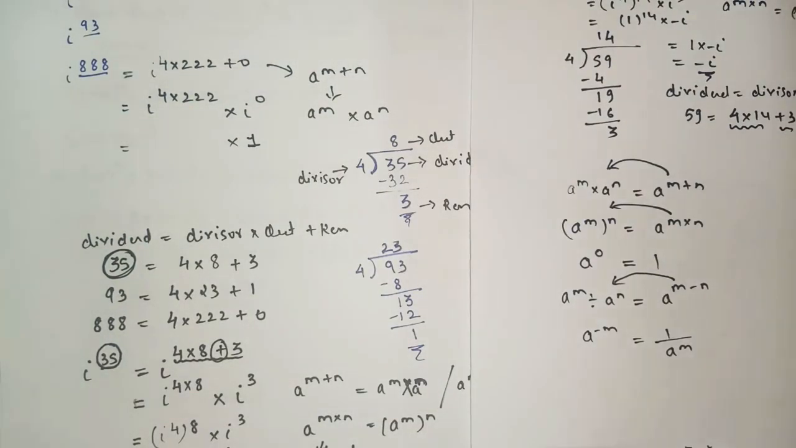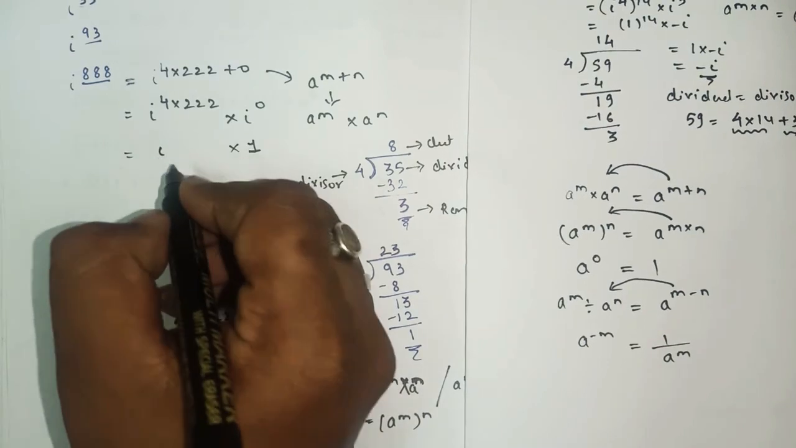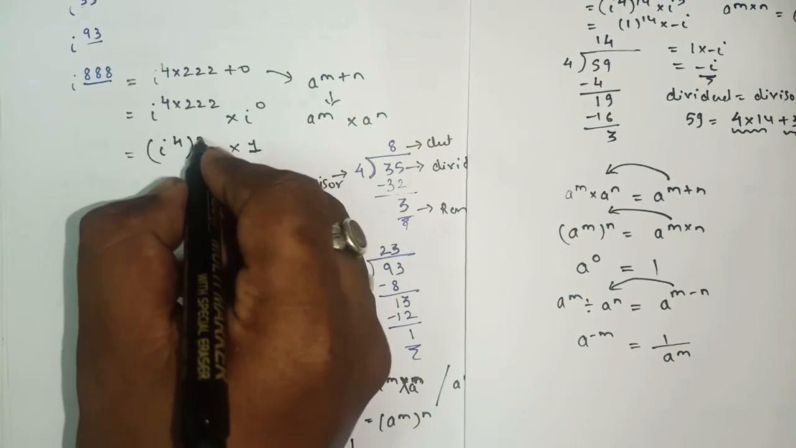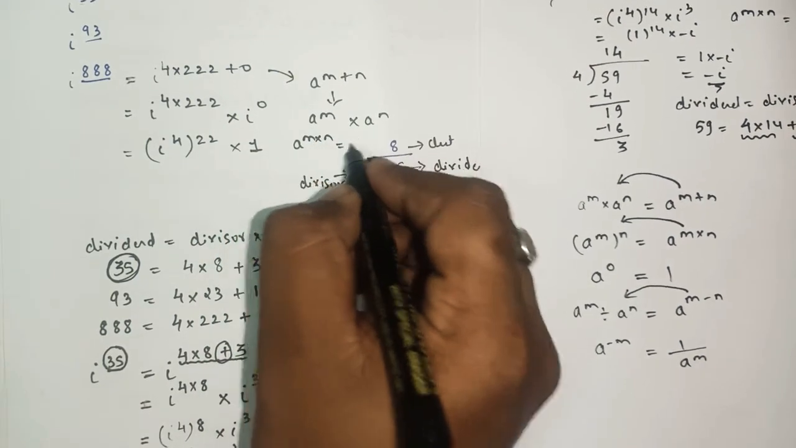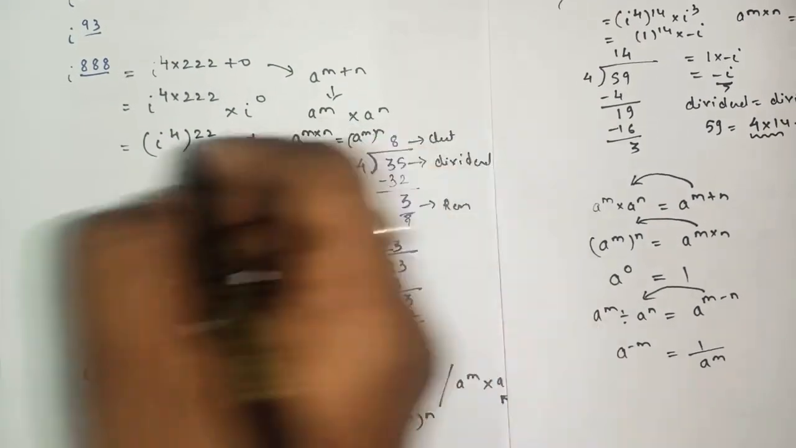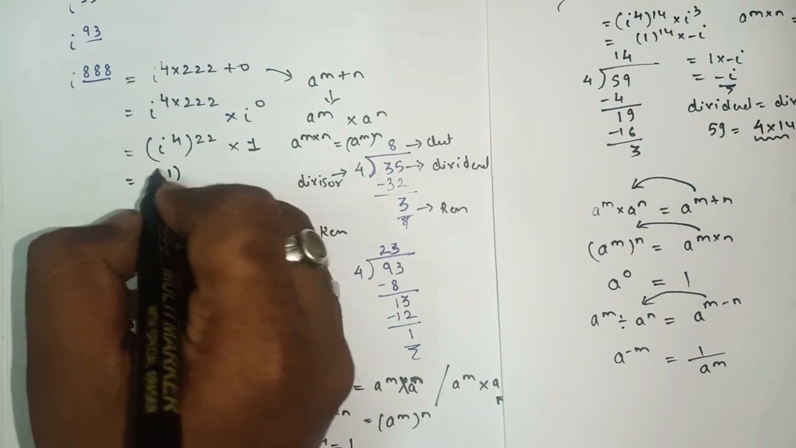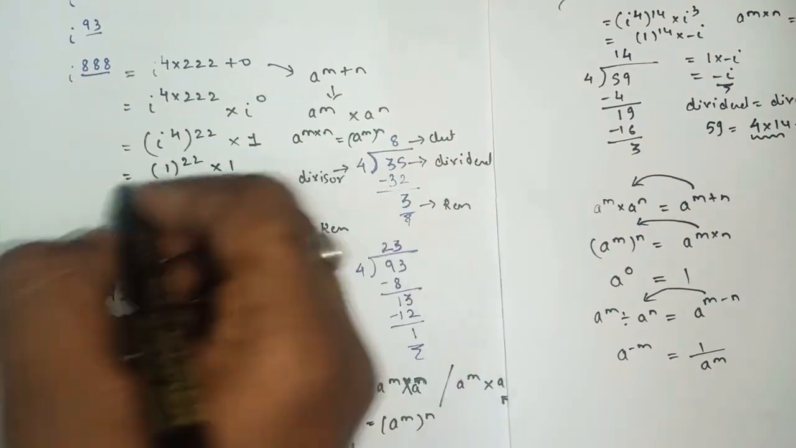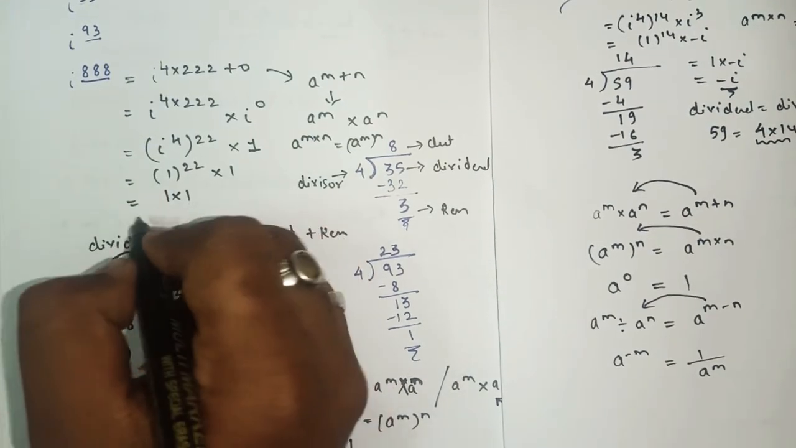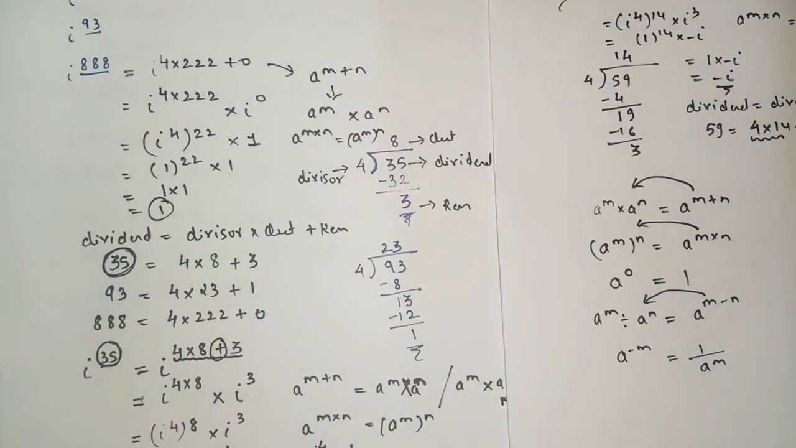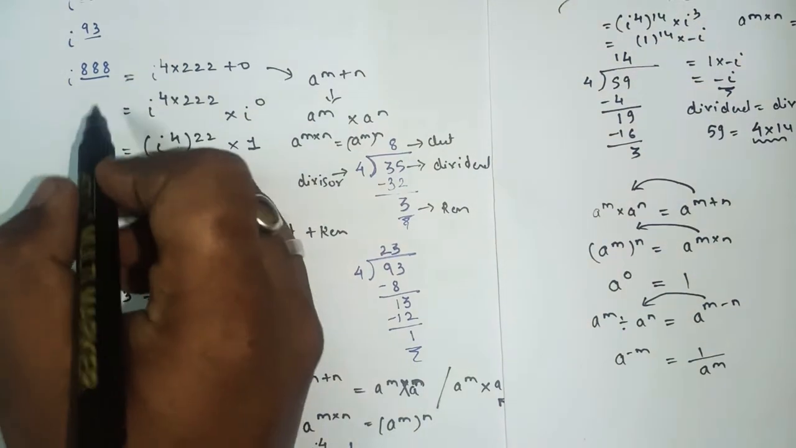Just now only we saw. And this we can write as what? i raised to 4 the whole raised to 222, using the formula a raised to m into n as a raised to m the whole raised to n. i raised to 4 is what? 1. So 1 raised to any power will be 1, so 1 into 1, the final answer will be 1. So i raised to 888, its answer is what? 1.